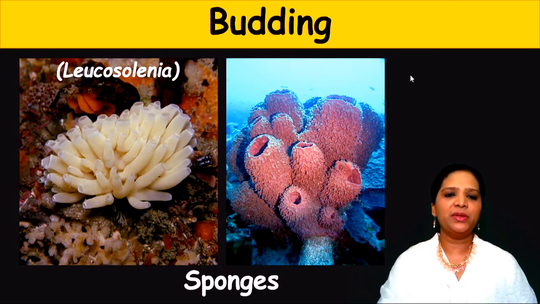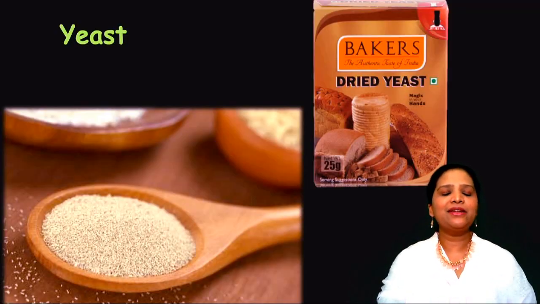This is a species and its common name is sponges. Sponges we could see in the marine water. You could have seen this in the Discovery Channel and all. In the deep oceans we could see this organism, sponges. So these three organisms are a very good example for the budding method of asexual reproduction. Let us see one by one.